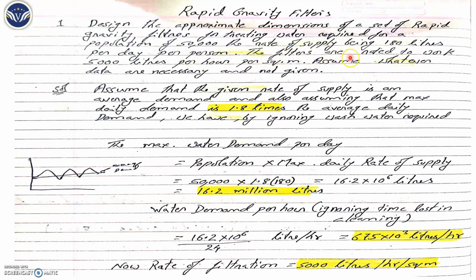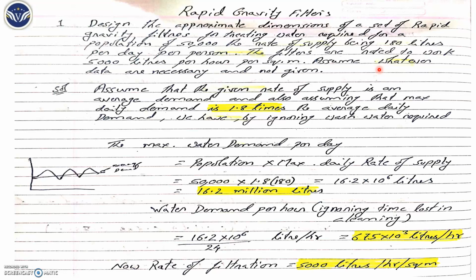Next, the filters are assumed to work at 5,000 liters per hour per square meter. So the rate of filtration is 5,000 liters per hour per square meter, assuming the necessary data. Based on this, you need to design a rapid sand gravity filter.